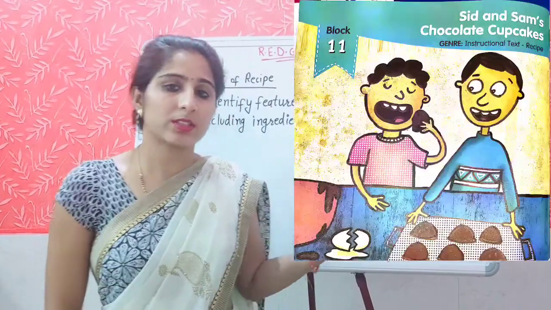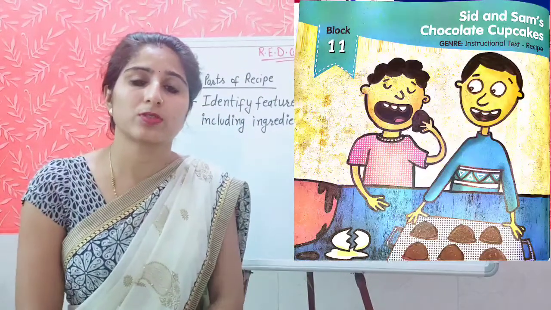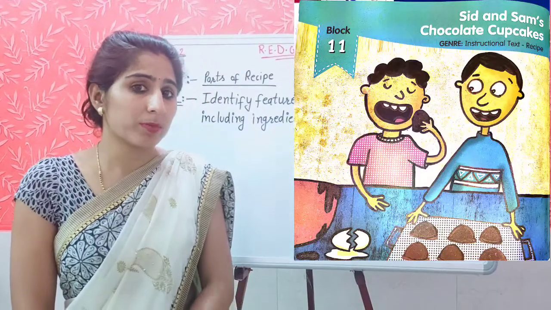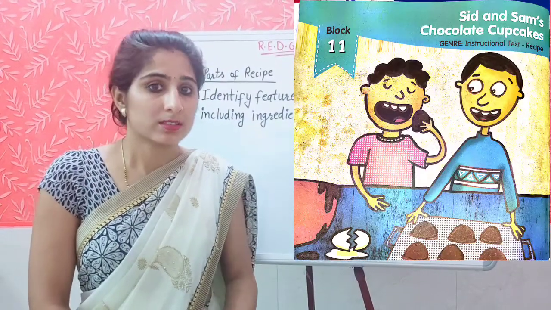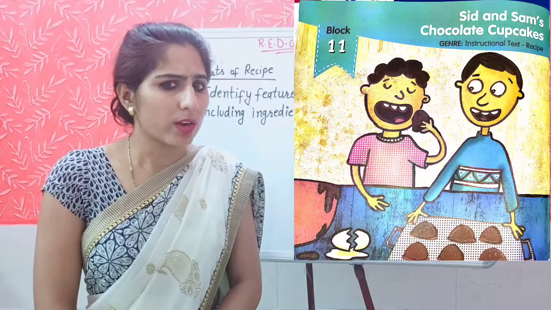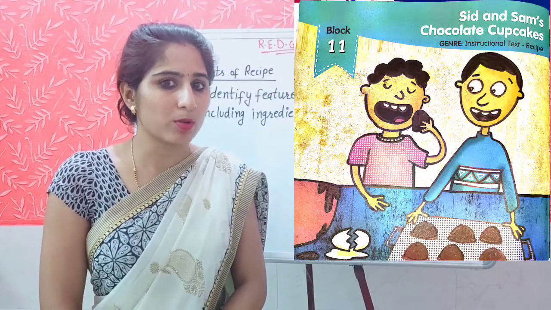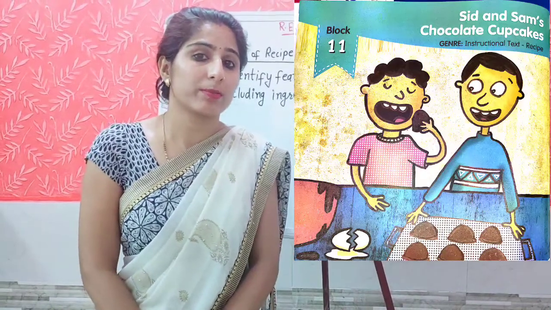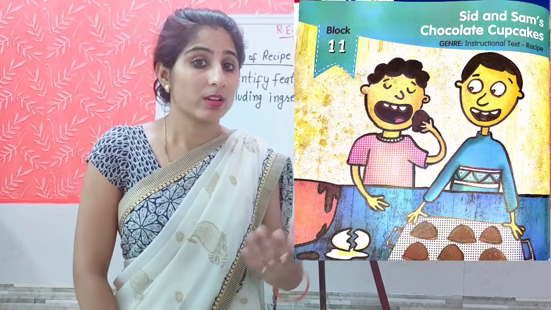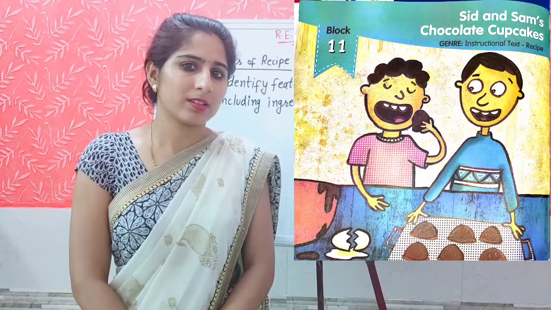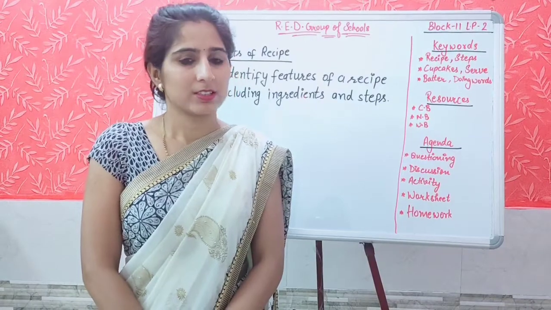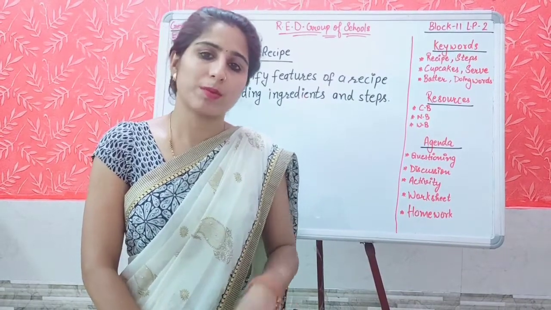Students, now look at this cover page. This is the cover page of Block 11. Who is on this cover page? Right, Sam and Sid. What are they eating? Can you guess? What edible things can you see on this cover page? One egg is there. And what is in his hand? You can guess, is it a chocolate? Now we are going to read about it.